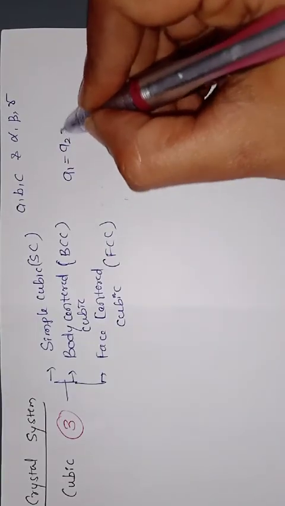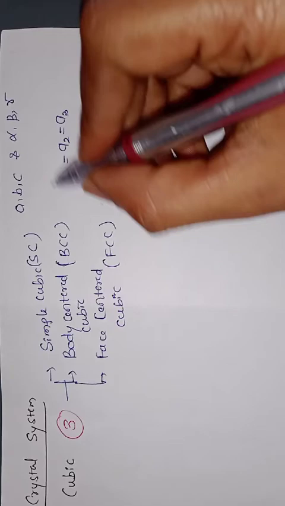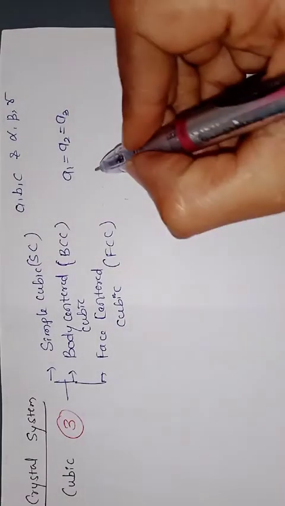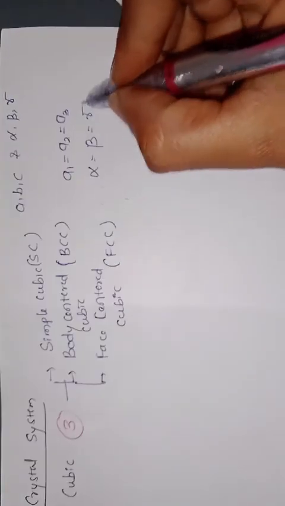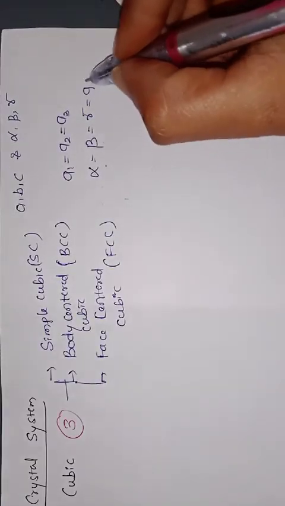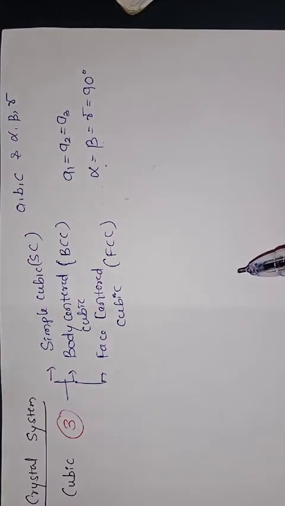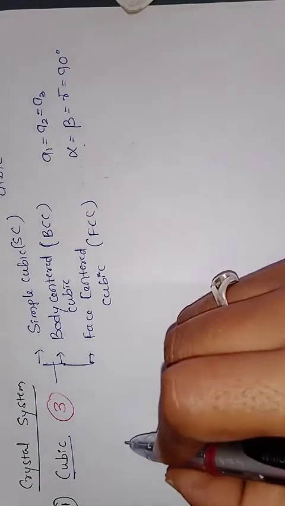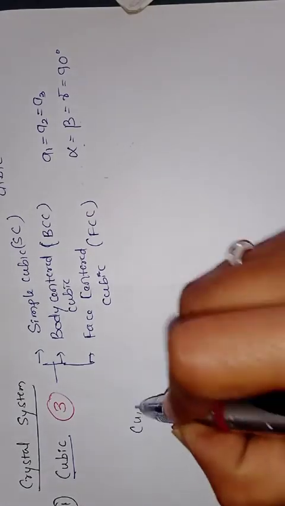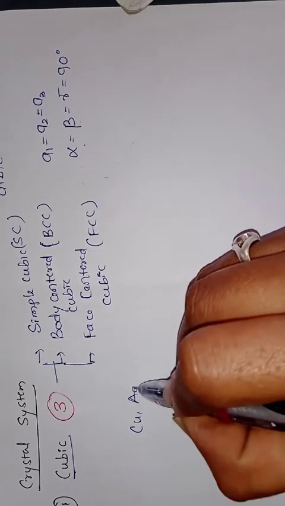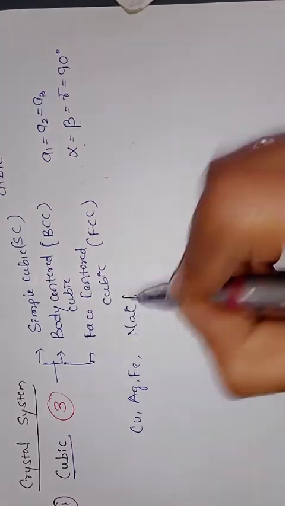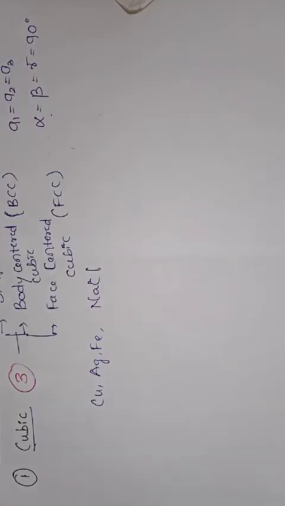In cubic system, A1 equals A2 equals A3. These 3 vectors are the same in length. Then the angles between them, alpha, beta, gamma, these 3 angles are equal to 90 degree. So what are the examples for this cubic crystal system? The examples are copper, then iron and NaCl.